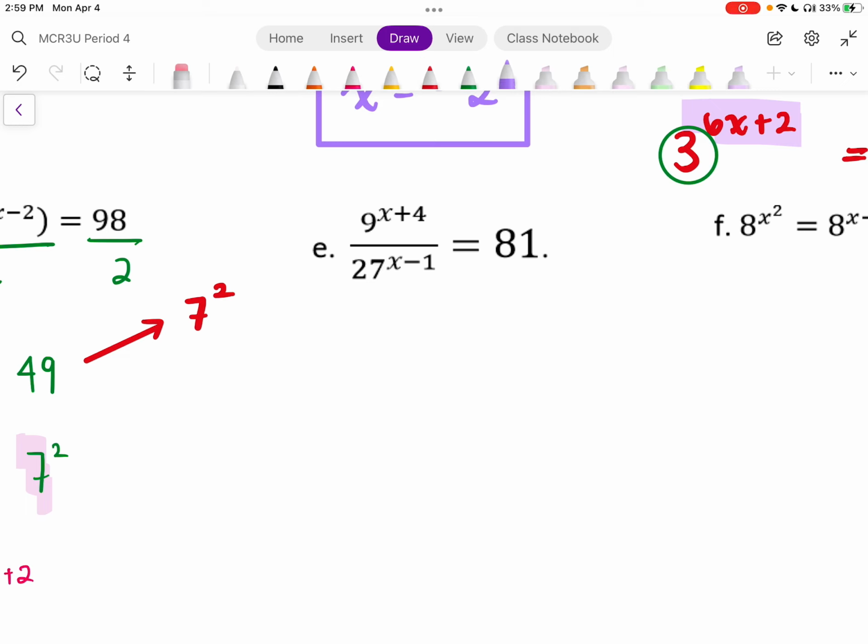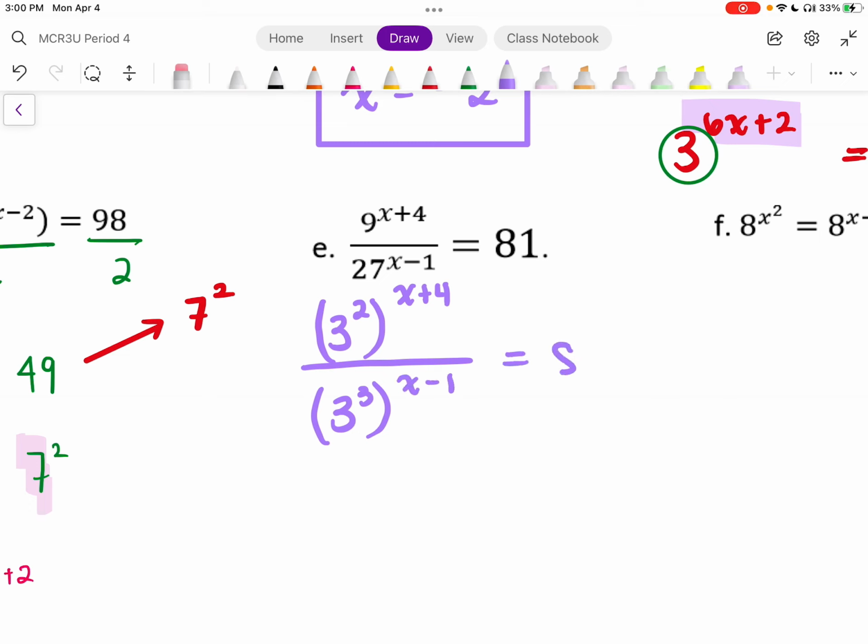So we have 9^(x+4) and 27^(x-1). These ones, when you look at this stuff enough, you'll realize that when you have 9 and 27, you should use a base of 3. So I'm just going to go ahead and replace my 9 with 3 squared, x plus 4, and I'm going to replace my 27 with 3 cubed. And again, these are just one of those things that we just know, right? Because we've been practicing. Equals 81.